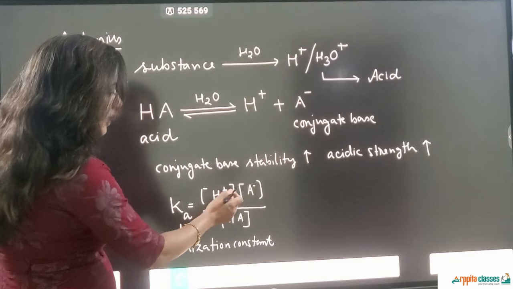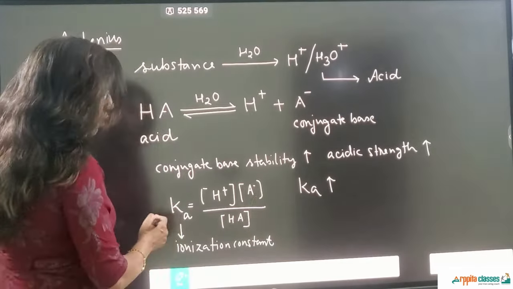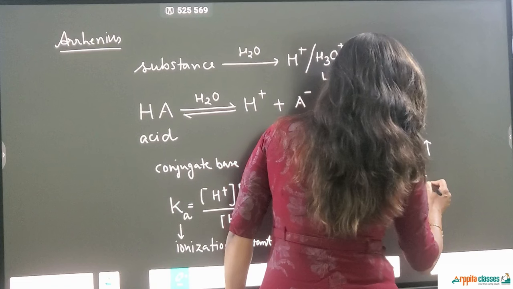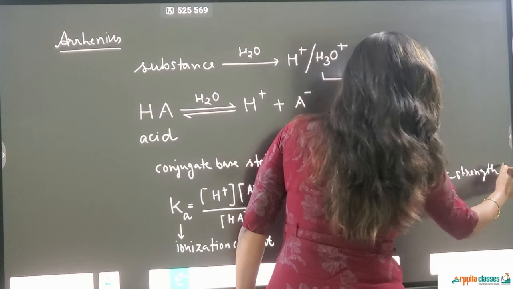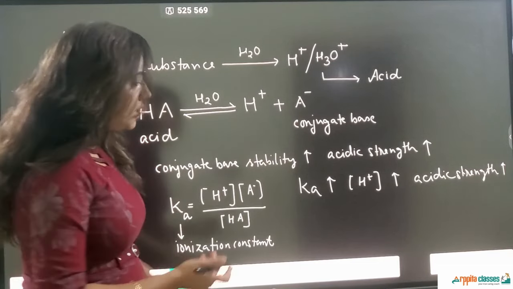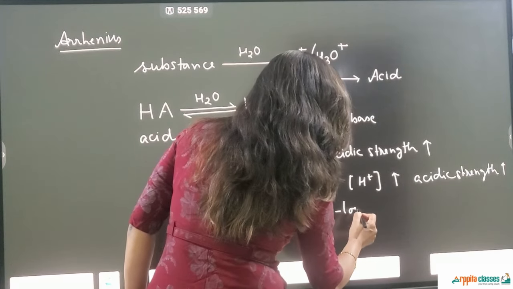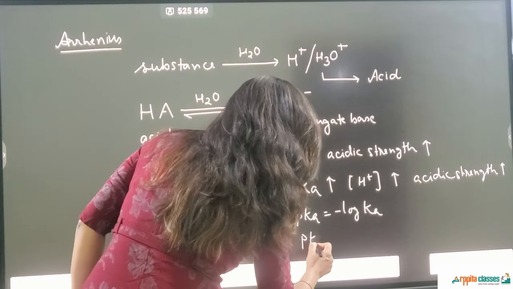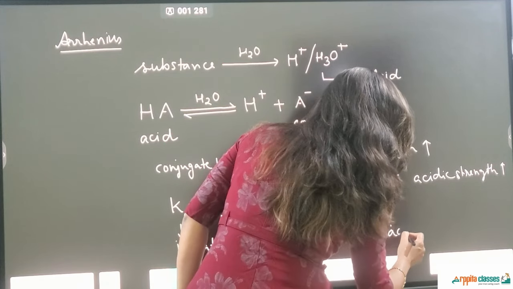Now very clearly we can see here, if the value of Ka is more, the concentration of H plus is more, and hence the acidic strength is also more. So this is another point you can say to determine the acidic strength. Another terminology is pKa, and pKa is the negative logarithm of Ka. So from this we can say the less the pKa value, the more will be the Ka value and more will be the acidic strength.